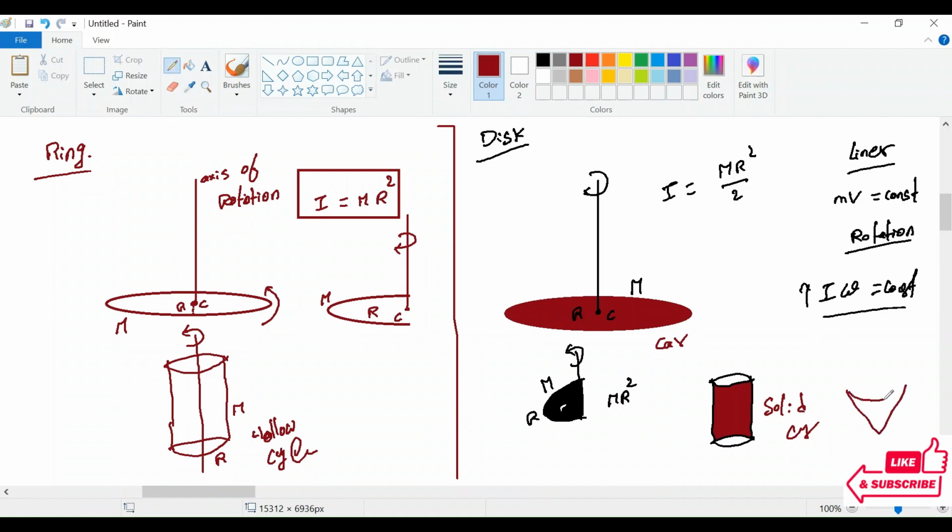What cone? Hollow cone. Hollow cone also has the same formula. Formula, what? mr square by 2. Okay, this sheet you will find in the description, with all the formulas. So point mass, ring, disc completed.